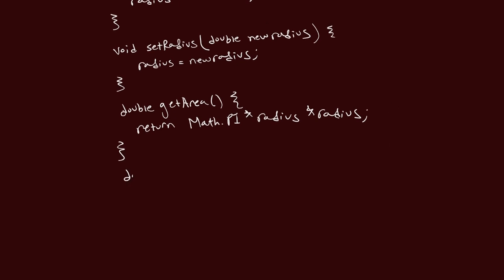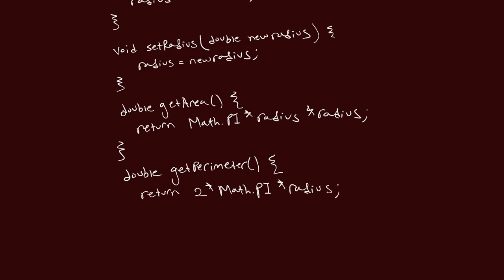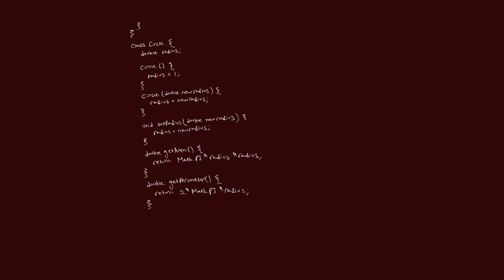Now let's do another setter. Sorry, I mean getter. This is our getter. My bad. So now let's do another getter called getPerimeter. Alright, so this gets us the perimeter of a circle. So we do return 2 times Math.PI times the radius. Okay? And then let's close our class.